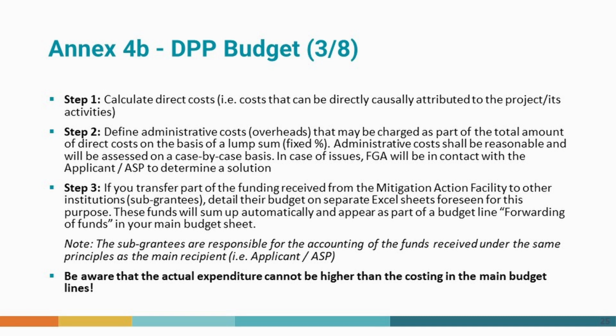As a third step, please prepare separate budgets for any institutions that you plan to forward funding to during DPP. You'll see that respective budget sheets are a part of the Annex 4B. The institutions that you will forward funds to will serve as sub-grantees and will use the funding of the Mitigation Action Facility to fulfill their specific role in the detailed preparation of your project. Please note that sub-grantees are responsible for the accounting of the funds received under the same principles as the main recipient, meaning you as an applicant.